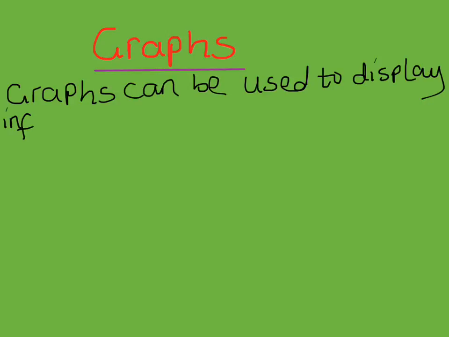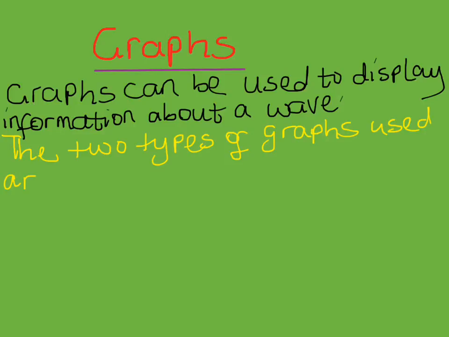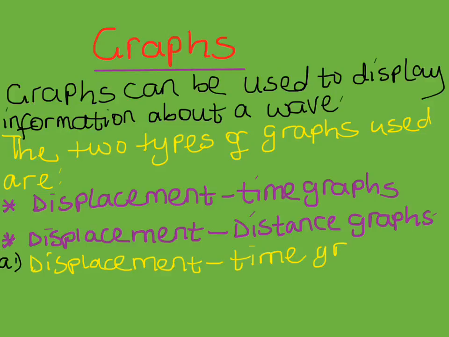Graphs generally are used to display informations, but our graphs in this lesson will be used to display informations about waves. And we shall use two types of graphs. These are the two types of graphs that are always used to display informations about waves, which are the displacement time graphs and the displacement distance graphs.